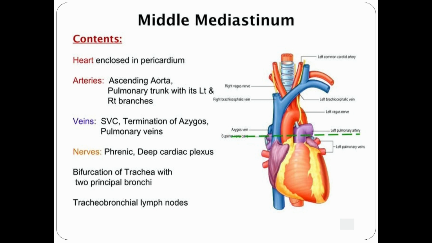Then the middle mediastinum contains the heart enclosed in the pericardium, the ascending aorta, the main pulmonary trunk and its main branches, right and left main pulmonary arteries. Veins: SVC, which is formed by the azygous vein which drains into the superior vena cava, is also the terminal part of azygous, and pulmonary veins are also the content of middle mediastinum.